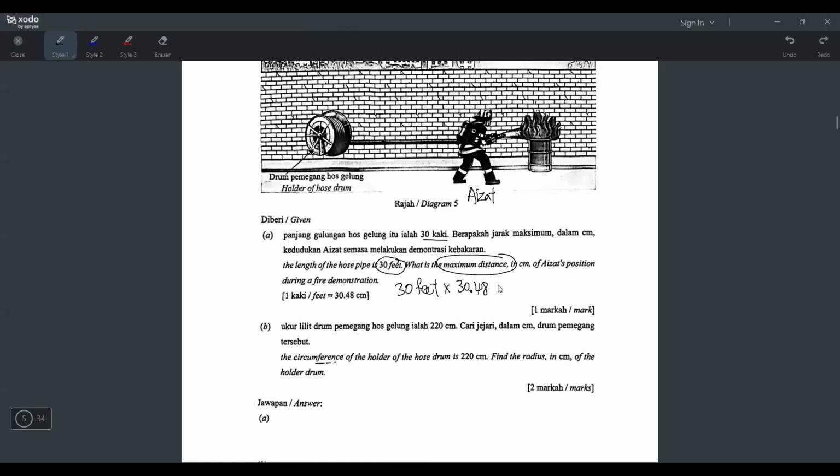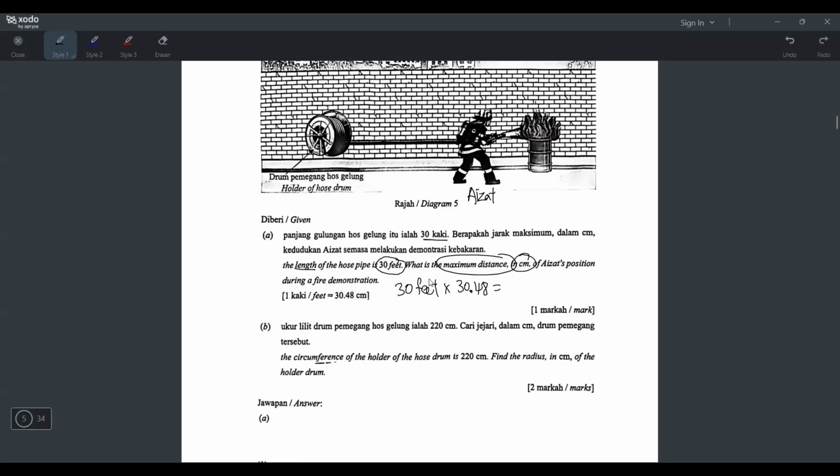You understand, right? Because we already know the maximum length of the hose is 30 feet. It means this hose, if you pull it, it can go until 30 feet maximum. That's the maximum length, right? So the maximum distance of Aizat's position from the hose will also be 30 feet. But they want it in cm, right? So you just convert.